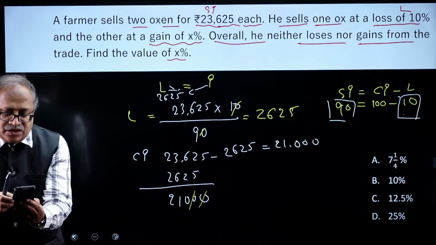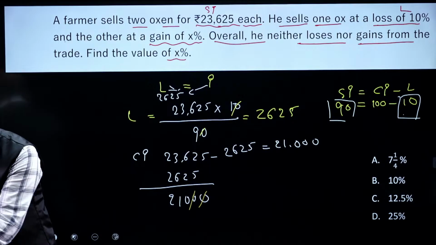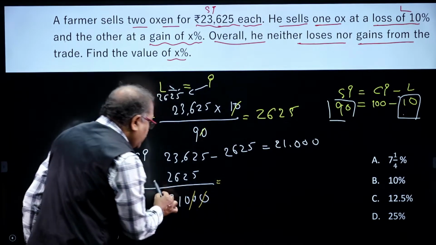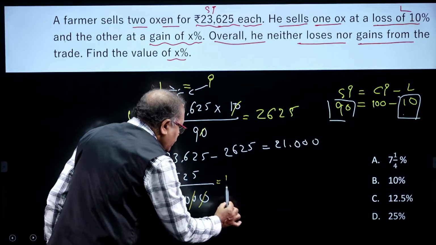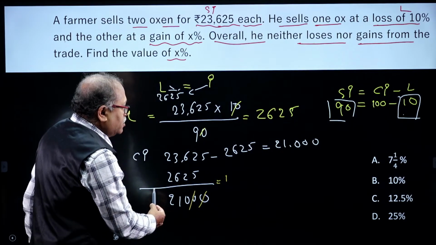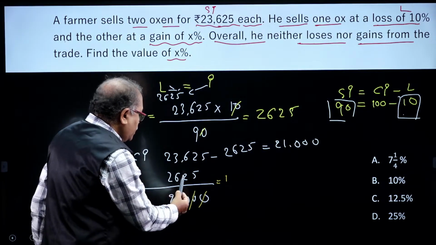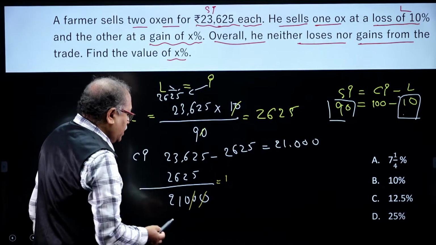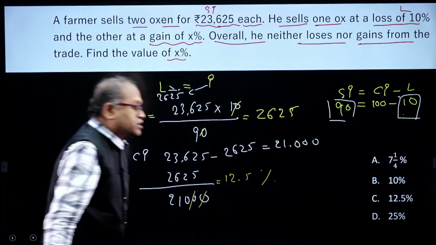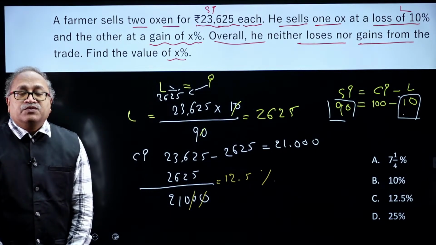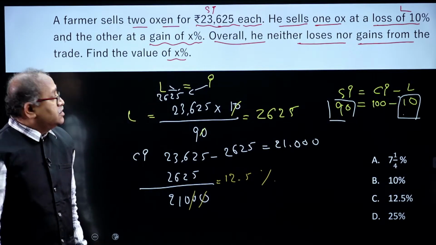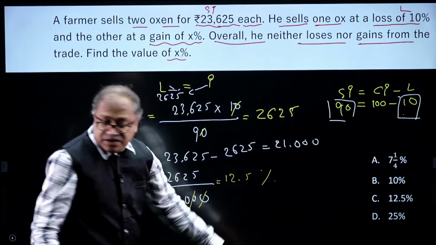Yes, my dear friends, anyone? After that there will be one last question. So, here with 21 I notice that this is 1 time and this is 5 and 2. How many times will that go? 2 times and 5 times. So, 12.5%. What is this 12.5%? X profit percentage. That is your answer.